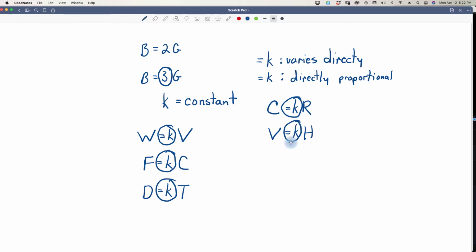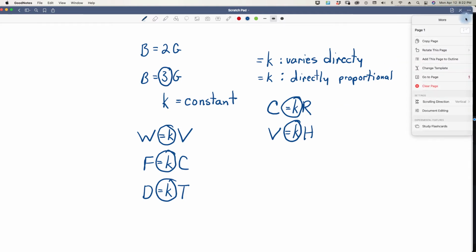So let's try some problems. But first, take these notes down. You can pause and write this down in your notebook if you haven't been writing along with me. Okay. I'm going to clear this and we're going to do some problems with direct variation.